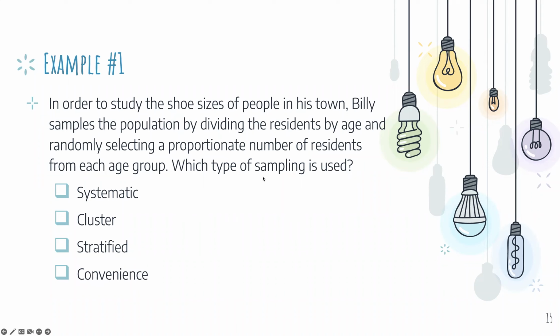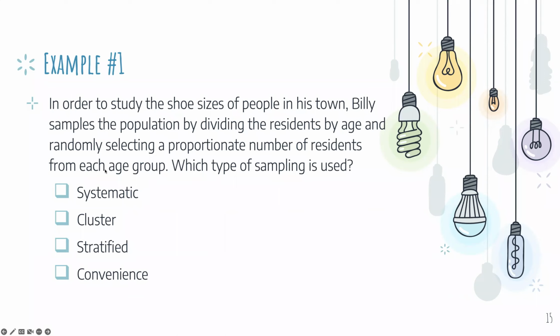Convenience, it is not convenience. He is using the population and he's dividing the residents by groups. The convenience is just very accessible to you. So this one is going to be either cluster or stratified, right? So here, Billy samples the population by dividing the residents by age, right? So he is dividing his population into groups. The groups are decided by the age of the individual. And then he is randomly selecting a proportionate number of residents from each age group.